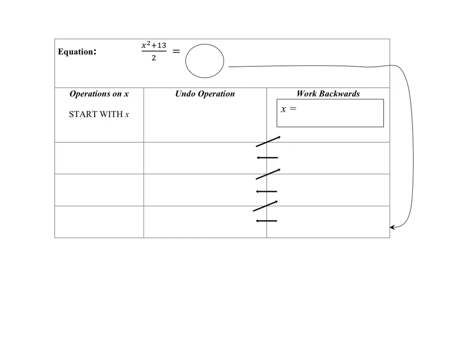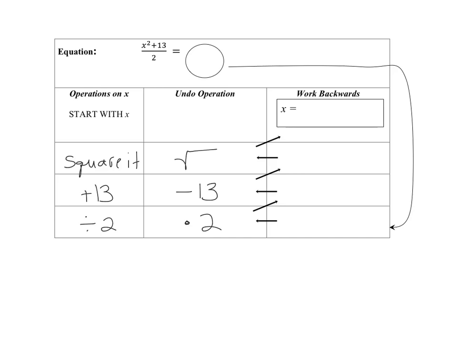So looking now, first thing I'm going to do with x is I have to square it. And then I'm going to add 13. And then I'm going to divide by 2. So let's go ahead and write our undo operations. We're going to multiply them by 2. We're going to subtract 13. And the opposite of squaring something is to find the square root of it.